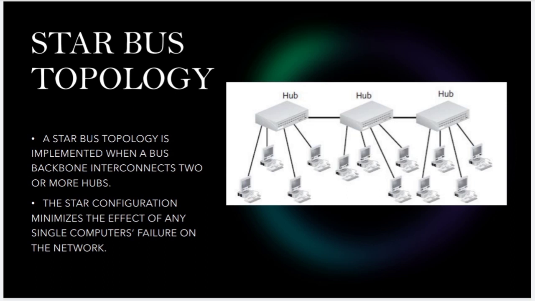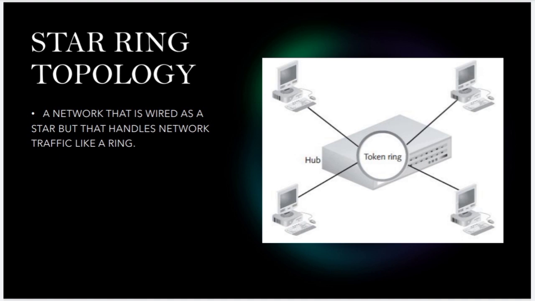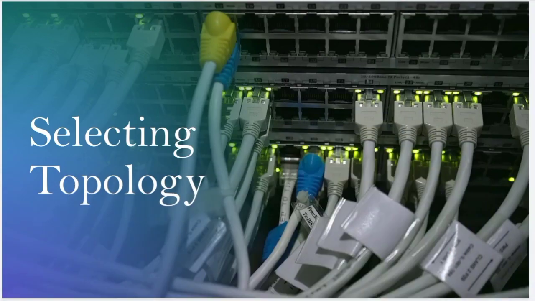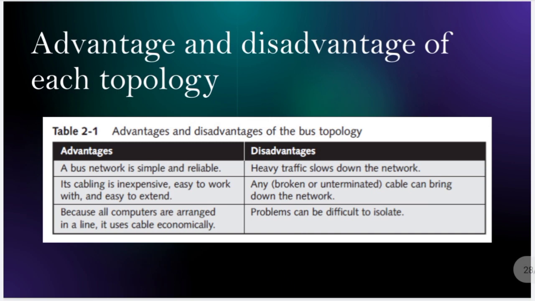Star bus topology. A star bus topology is implemented when a bus backbone interconnects two or more hubs. The star configuration minimizes the effect of any single computer's failure on the network. Star ring topology. A network that is wired as a star but that handles network traffic like a ring. So here is a summary of the advantages and disadvantages of each topology.